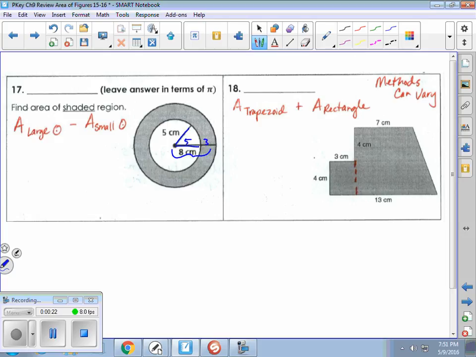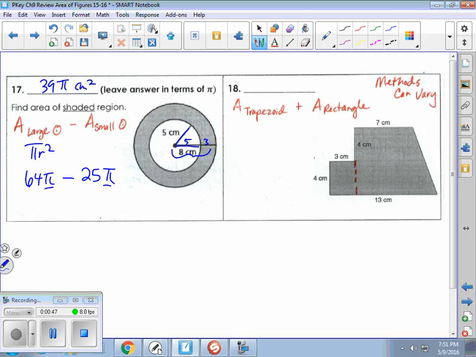So basically, pi r squared. I'm just going to do 64 pi, that's the large, minus 25 pi. Because both of these have pi, they are what we call like terms. They have to have the same variable, same radicand, however you want to call it, to be able to add or subtract or combine them. So now I can subtract these. So this answer was 39 pi, and it's centimeters squared.